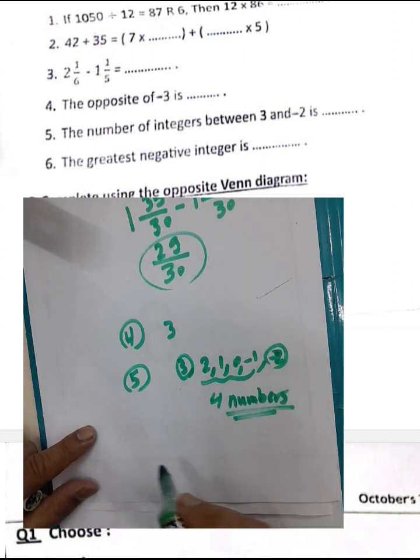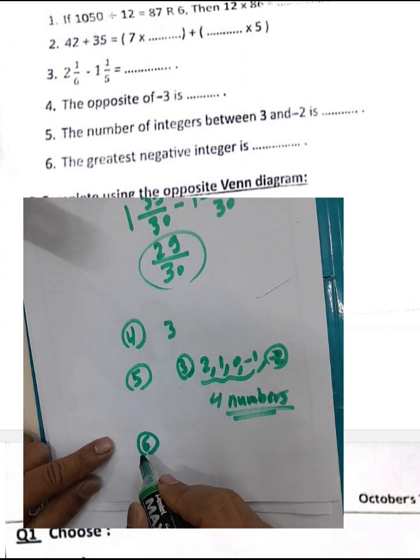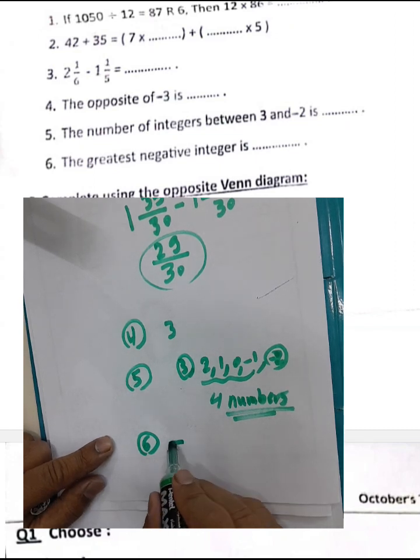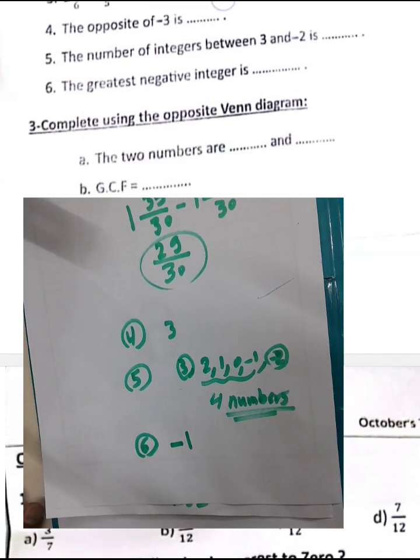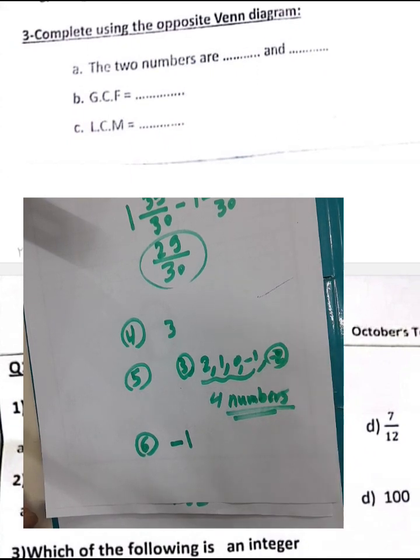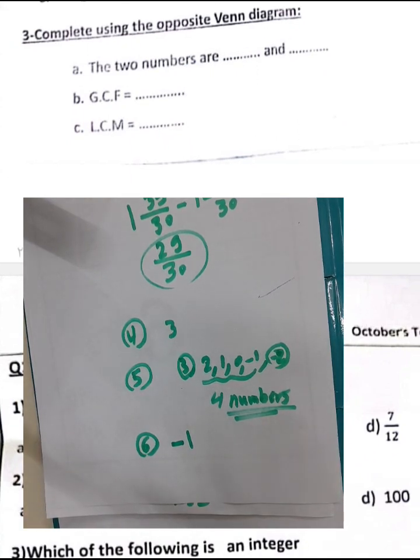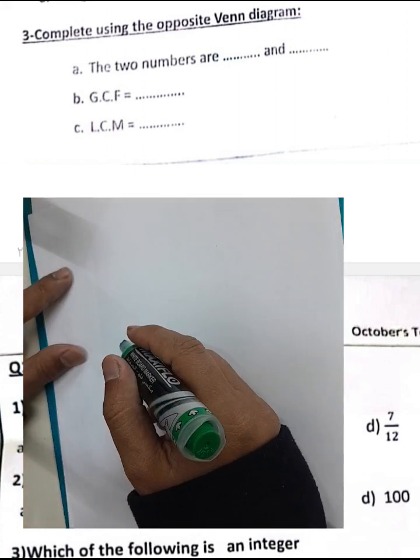Question 6. The greatest negative integer will be negative 1. Number 3 here, complete. Write the greatest common factor between two numbers.